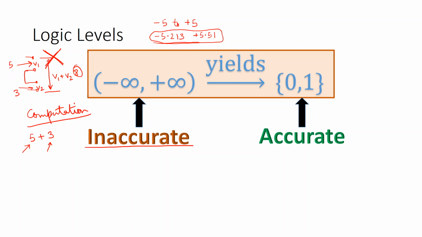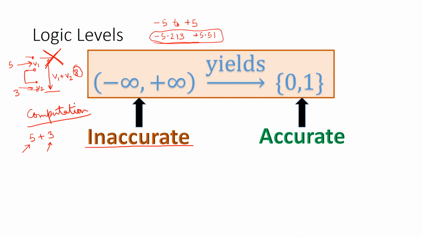So this sort of accurate computation is what we are interested in when we are trying to use a computer. This accuracy is not present in the analog paradigm. This accuracy is absent in the analog paradigm.